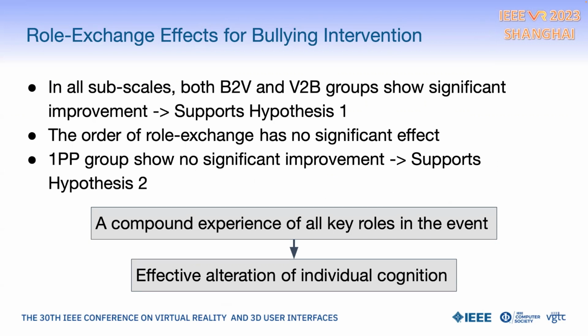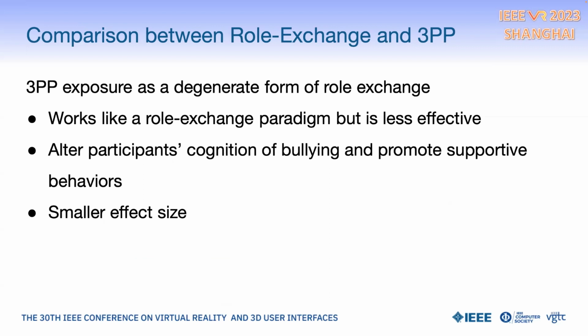However, the 1PP group shows no significant improvement, which supports hypothesis 2, but is different from the literature. Here, we infer that the effective alteration of individual cognition through role-playing should be a compound experience of all key roles in the event, especially for adolescents whose moral and legal concepts have not yet been fully formed. Similar to our role exchange paradigm, 3PP can significantly alter participants' cognition of bullying and promote supportive behaviors.